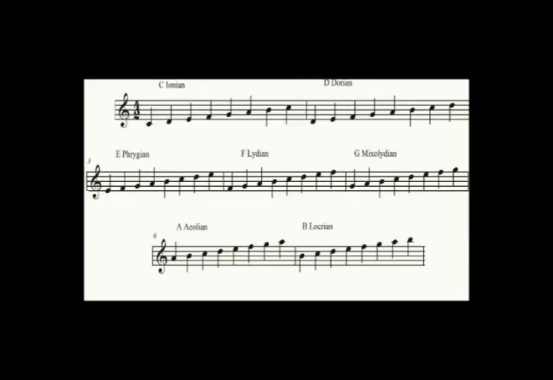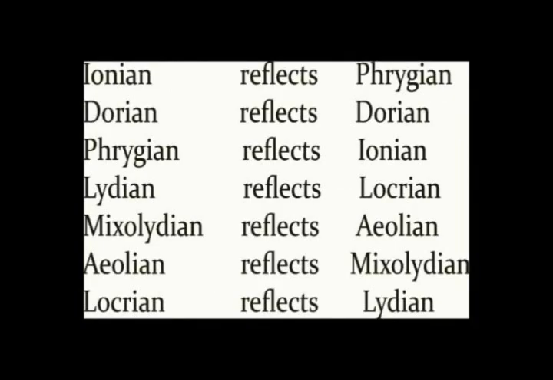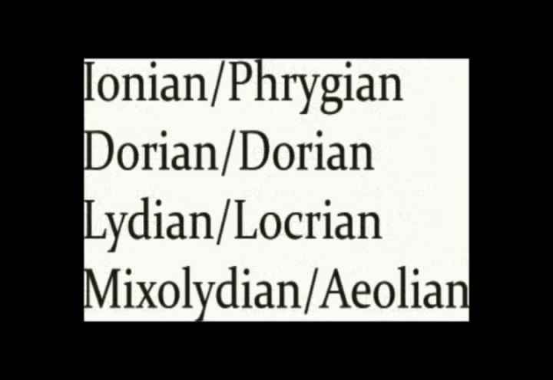Now, once you've figured out all the intervals of the modes, and you do the reflections, you'll find out that Ionian reflects Phrygian, Dorian reflects Dorian, Phrygian reflects Ionian, Lydian reflects Locrian, Mixolydian reflects Aeolian, Aeolian reflects Mixolydian, and Locrian reflects Lydian. Each mode that reflects another always works exactly the same in the opposite. And what you end up with is four pairs. Three, actually: Ionian Phrygian, Dorian Dorian, which reflects itself, so it's not really a pair, Lydian Locrian, and Mixolydian Aeolian, and they reflect each other.